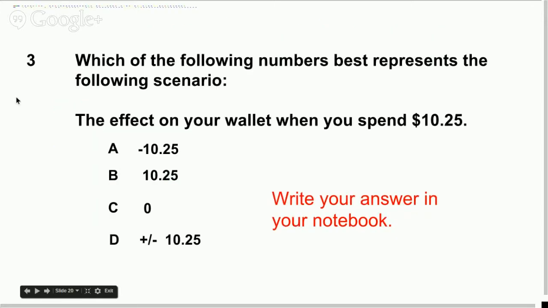All right, number 3. Which of the following numbers best represents the following scenario? The effect on your wallet when you spend $10.25. Write your answer in your notebook. Go ahead and pause it. The correct answer is A, because your wallet just lost $10.25.